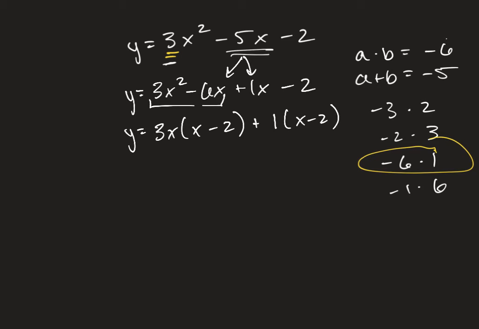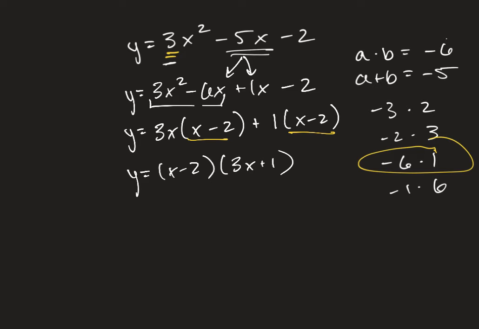x minus 2. And if you factor by grouping correctly, you should get two things that are the same. Because now I can factor that out, x minus 2. And what's x minus 2 factored out of this whole thing? What do I need to multiply it by to get back to my original? 3x plus 1. And those are my two original factors.